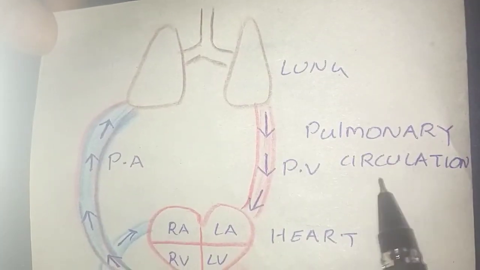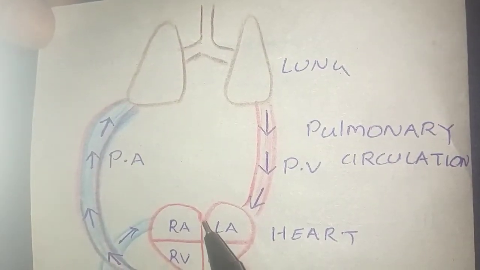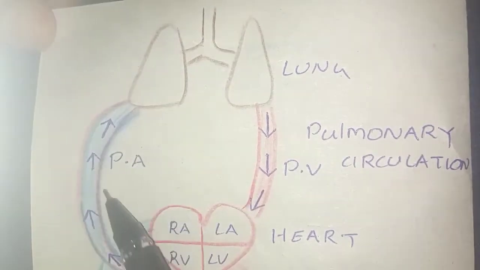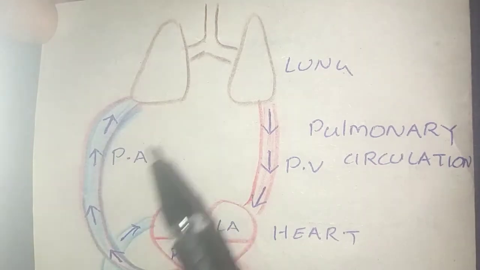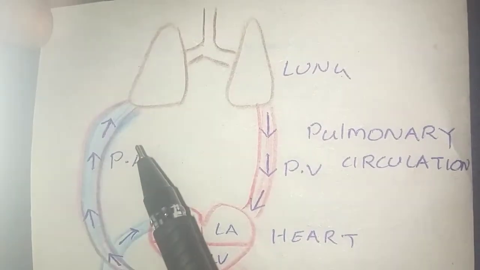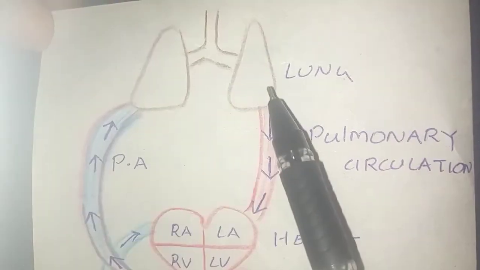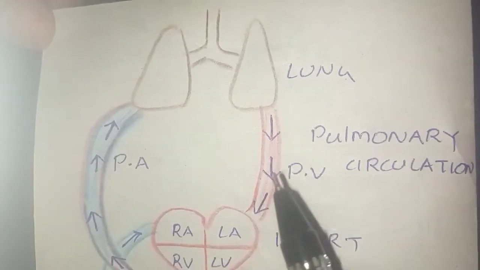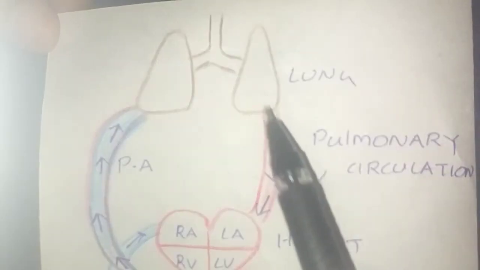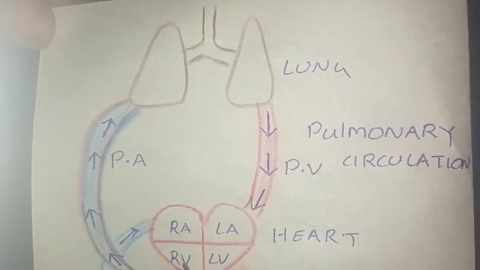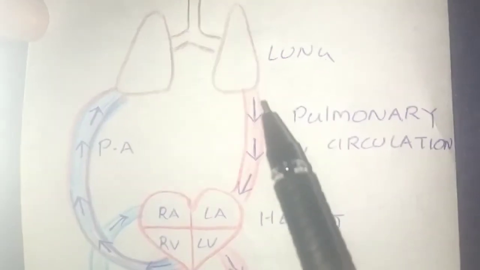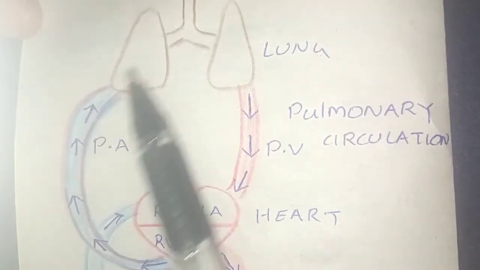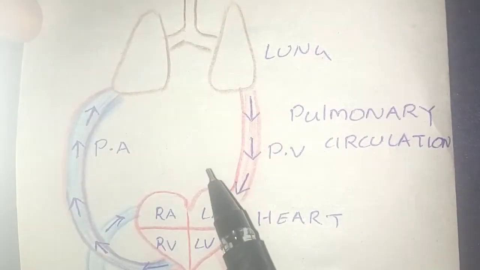This is known as the pulmonary circulation, and the pulmonary artery is the only artery which carries impure blood, which means deoxygenated blood, and the pulmonary vein is the only vein that carries pure blood. So from the right ventricle through the pulmonary artery blood reaches the lungs, and from the lungs through the pulmonary veins it reaches the heart. This circulation is known as the pulmonary circulation.